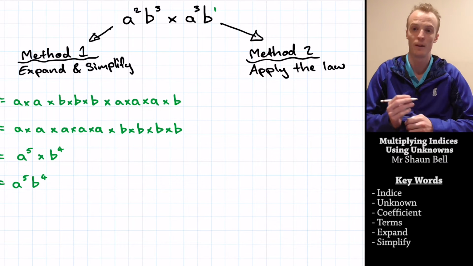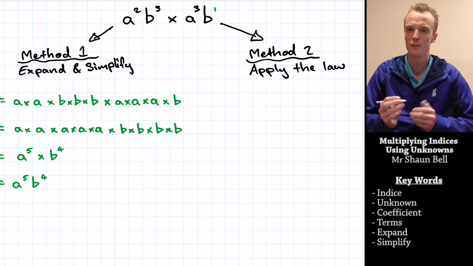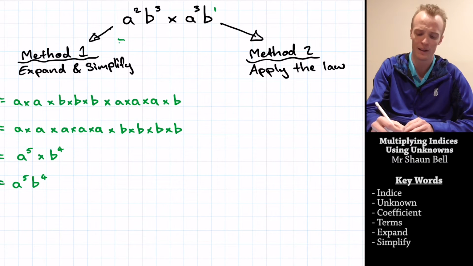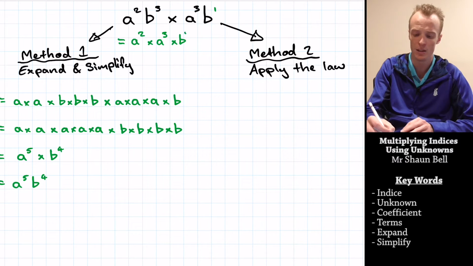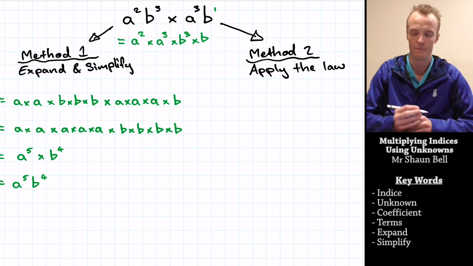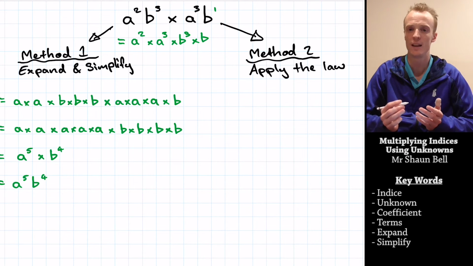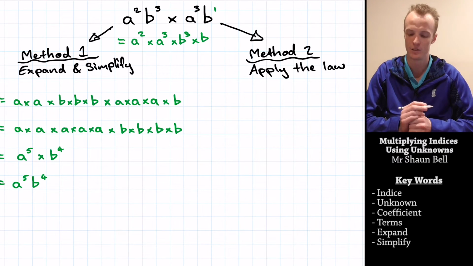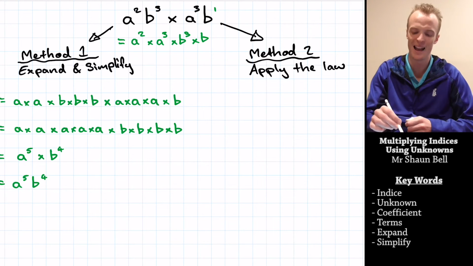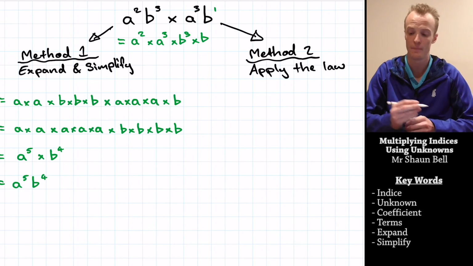Okay, so let's see what happens when we apply the law. Now, because in our original problem there's nothing but multiplication between these unknowns, I'm actually going to reorder it a little bit so you can see what I'm going to do. So I'm going to reorder it by collecting the terms. So this is equal to a squared times a cubed times b cubed times b. Now you don't have to write this as a working step, but it'll help you see what I'm about to do. You'll now see that I'm multiplying a to the power of 2 with a to the power of 3. We're multiplying two indices with the same base.